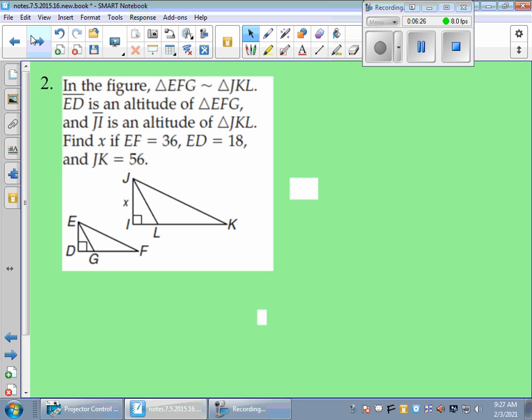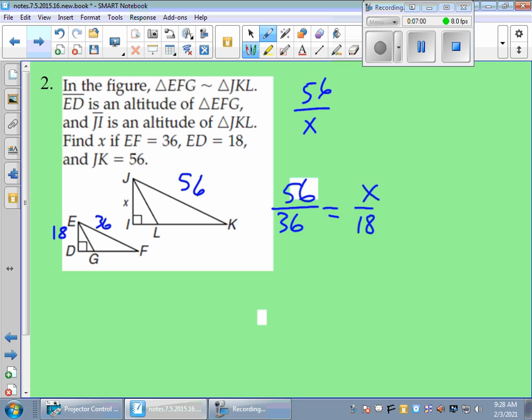Next slide here, same concept, but this time they tell you that ED is an altitude, and they tell you that altitude in the side here, so EF is 36, so you just plug these in. ED is 18, JK is 56, and they already wrote in what they want you to find. So again, you can set this up however you want, as long as you're consistent. So 56 over 36 equals x over 18. What I also say is you could actually go 56 over x equals 36 over 18. So when I say set up however you want, those are the two ways.